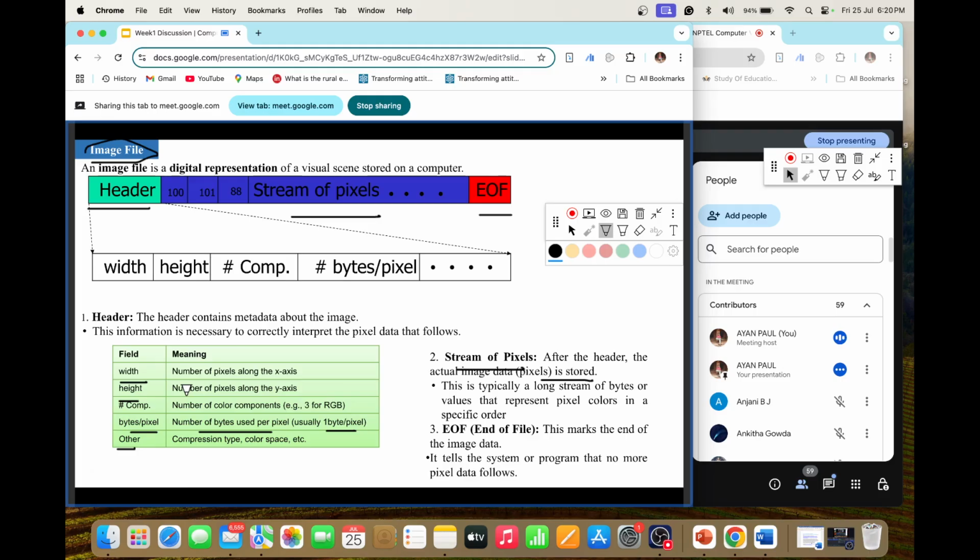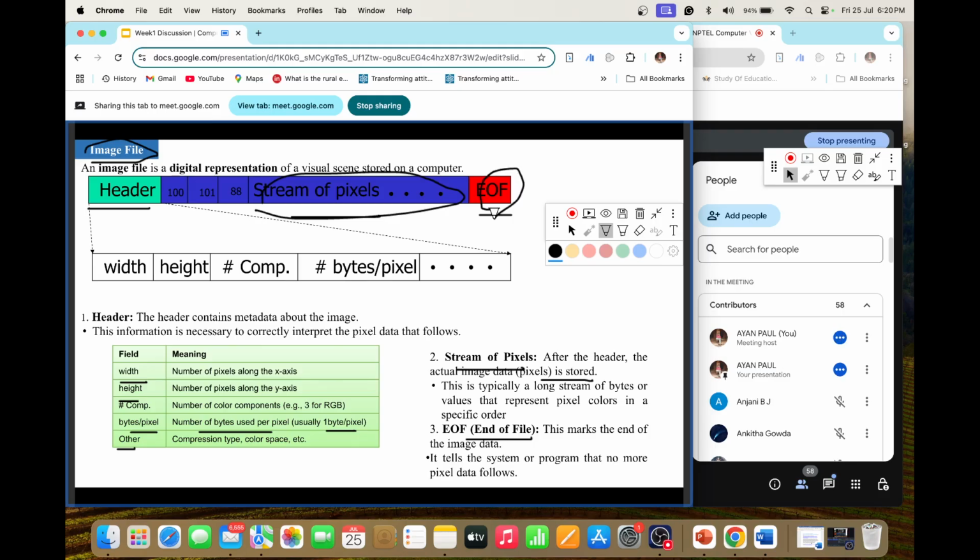Now all the values are placed in this stream of pixels part, and at the end we have this EOF, or the end of file. This marks the end of the image data. It tells the system or program that no more pixel data follows. That means end of the file, that is EOF.